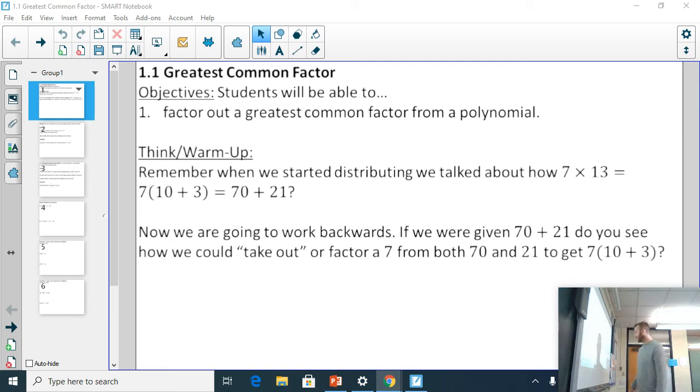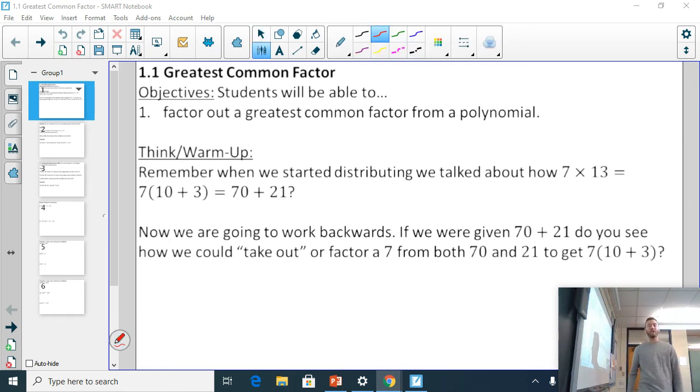Alright, guys, welcome into our first real section. Now that we have kind of gotten our review out of the way, we're going to be going over 1.1, which is greatest common factor.